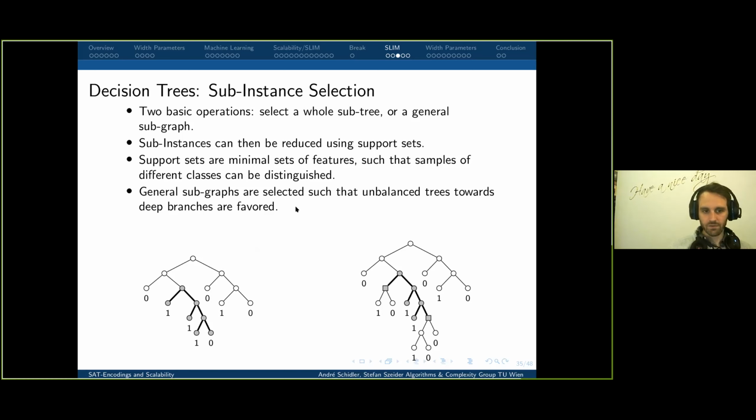And for the subtree selection, we don't really have a choice. We just select the root. But for general subgraphs, we try to find trees such as here that are really unbalanced. So you have one branch that goes deep, and then other branches that go shallow, because there's an increased chance that we can actually rebalance the tree and decrease the depth this way.